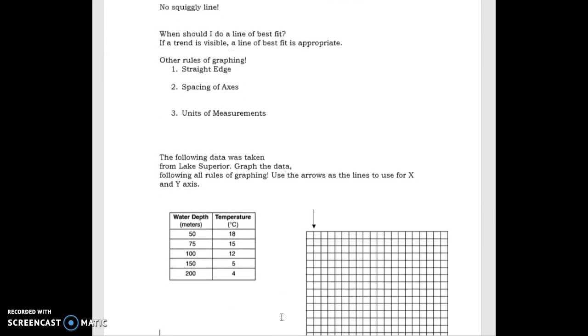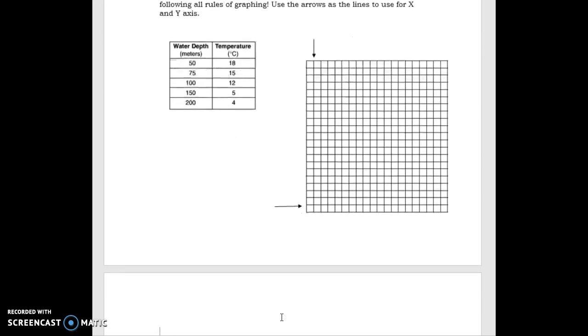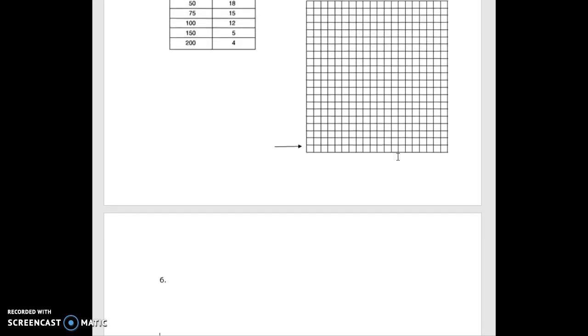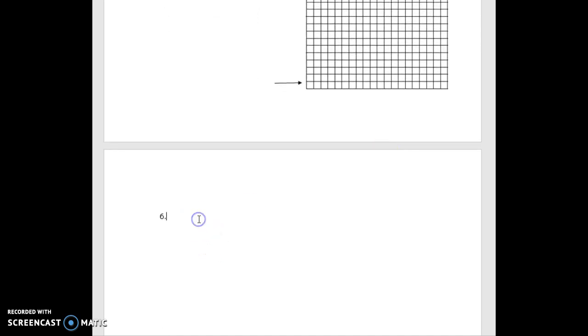So what I want you to do is take a look at this, and you're going to graph using the rules that we just went through. You're not going to see this, so I'm just going to say this is a practical application of the rules of graphing that I just went through. So we do this in class. I'll analyze it. I'll let you know what you did or did not do correctly, but what I want you to do is take this data and put it into this graph.